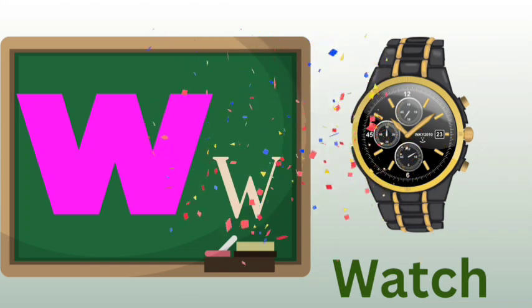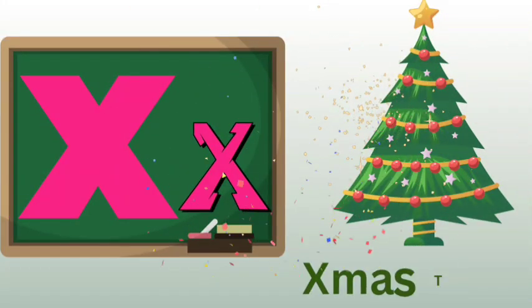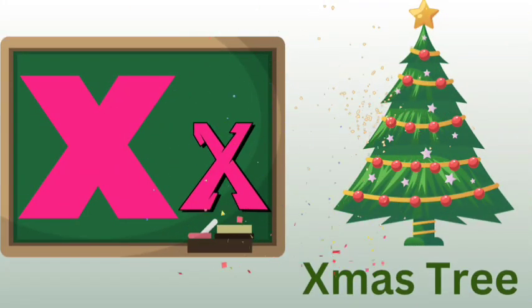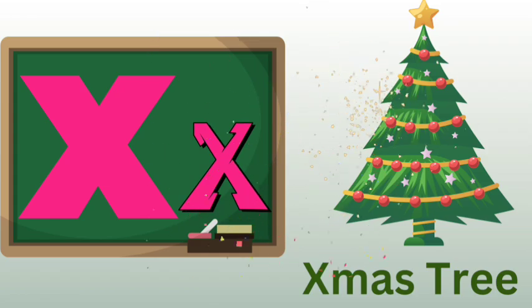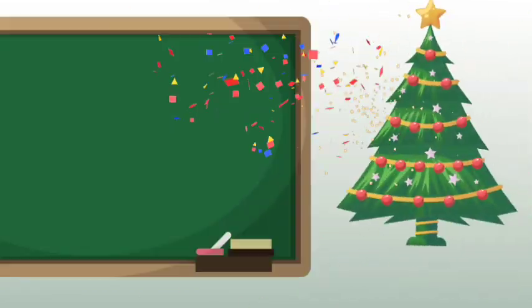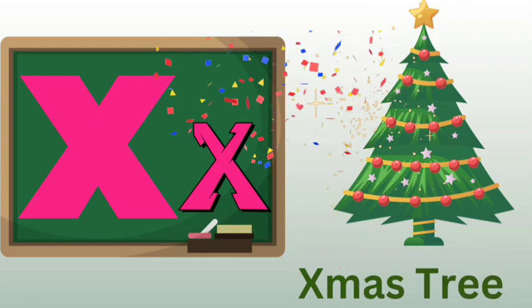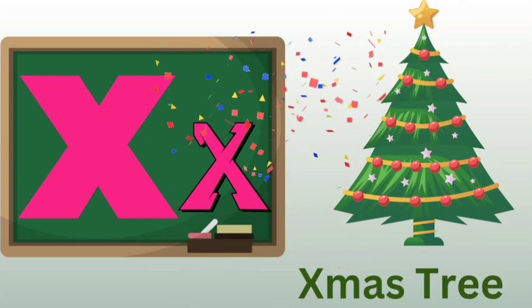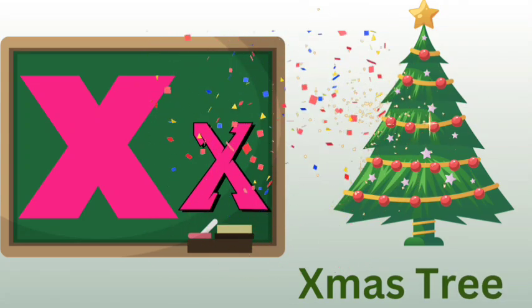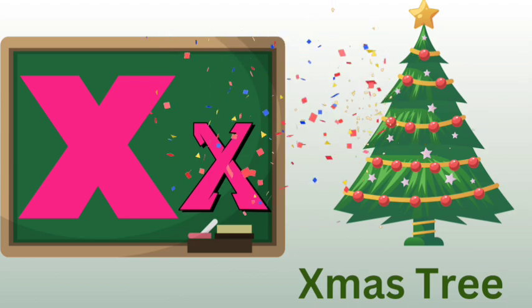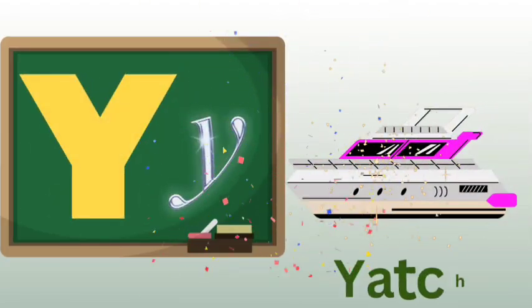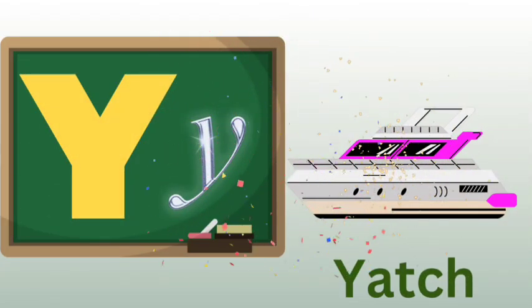X is for Xmas tree, Xmas tree, Xmas tree. Y is for yetch, yetch, yetch.